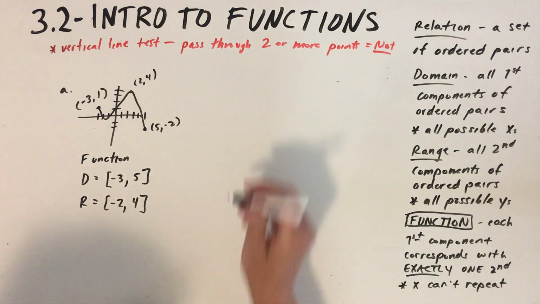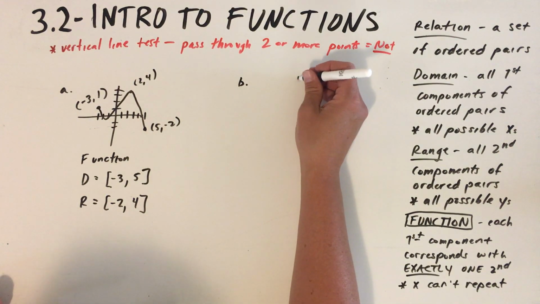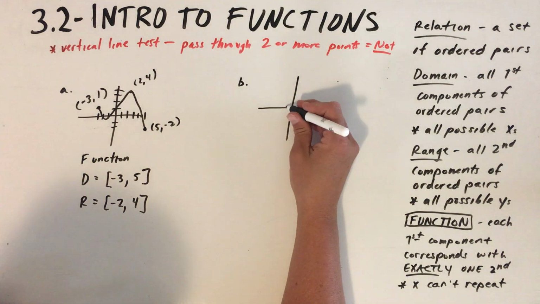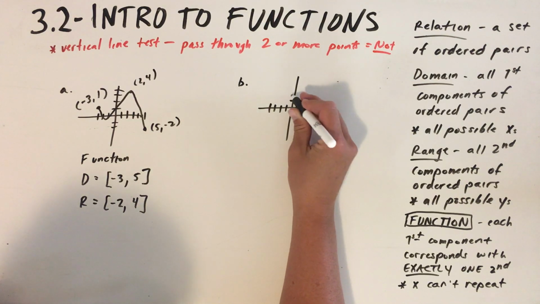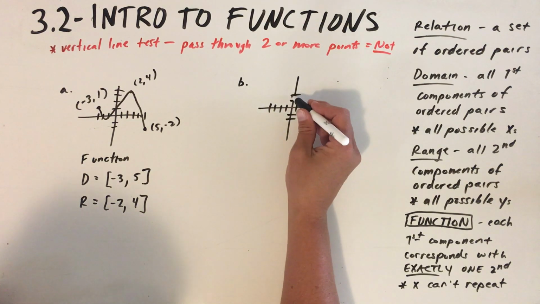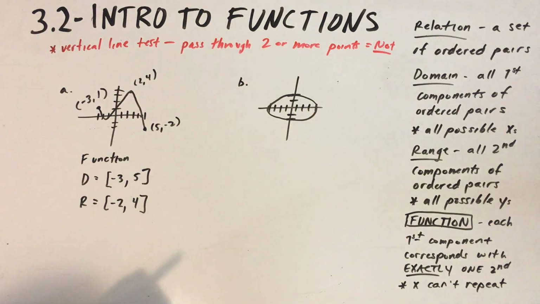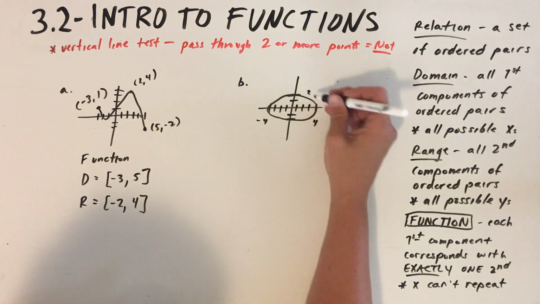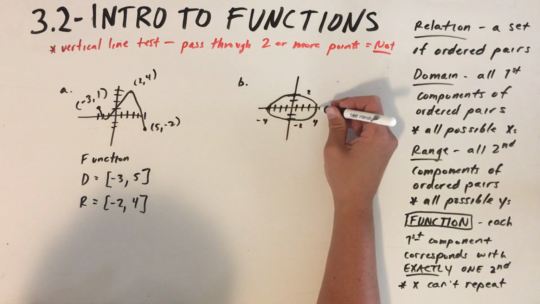Okay, if we look at example B on your sheet, we'll see how easily I can recreate this. It looks like this, where this is -4, this is 4, this is 2, and this is -2. So these are the points that the graph is going through.